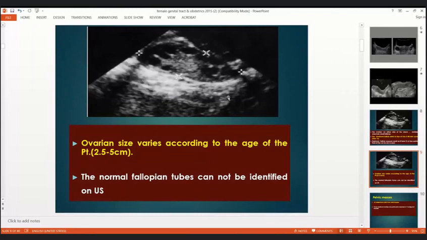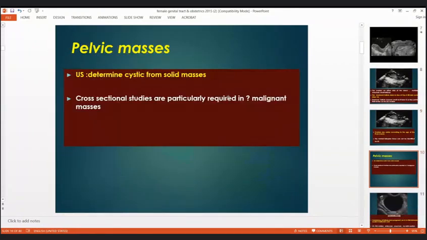The normal tubes cannot be evaluated or identified using ultrasound, but dilated tubes or hydrosalpinx can be readily seen by ultrasound. Now we come to the problem of pelvic space-occupying lesions, whether cystic or solid. To start with, we perform ultrasound to differentiate cystic from solid lesions, and then cross-sectional imaging is required if we have suspicion on ultrasound that we are dealing with a malignant lesion.